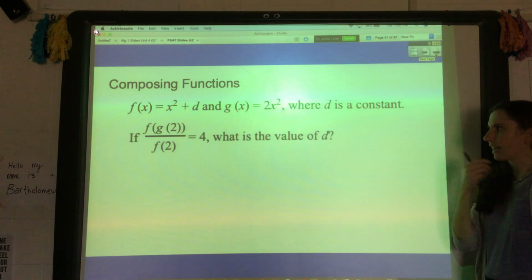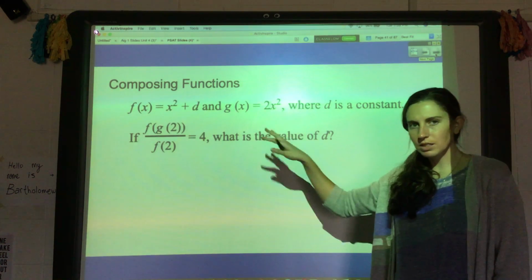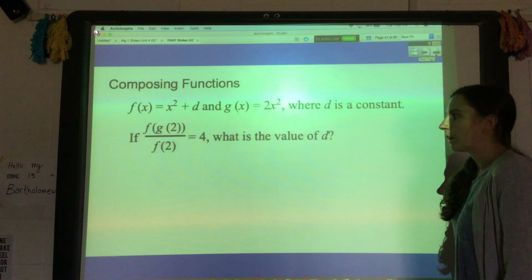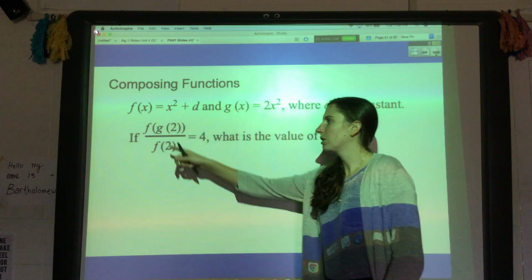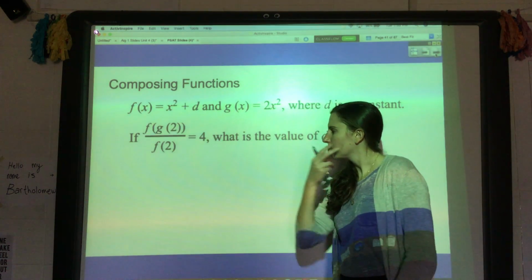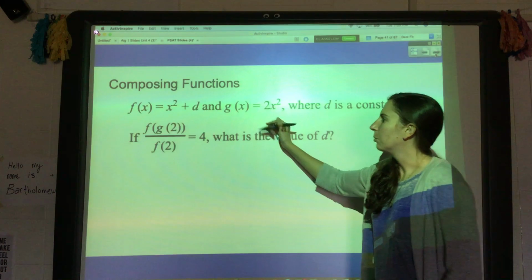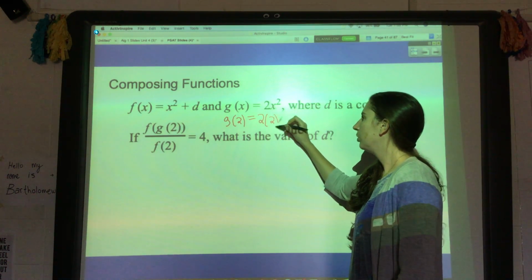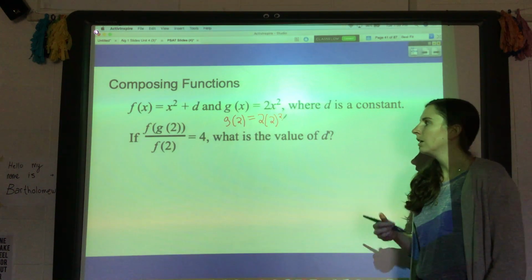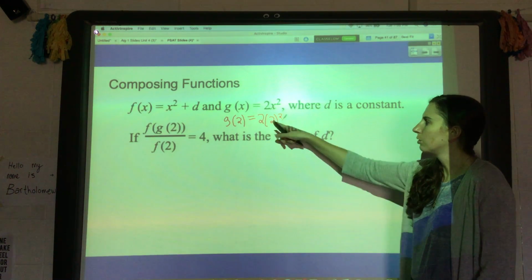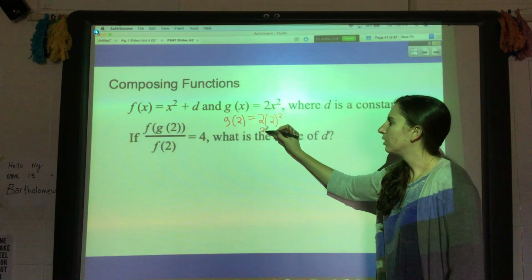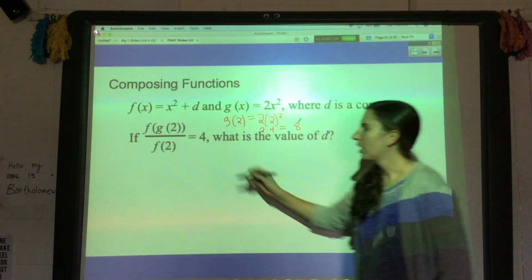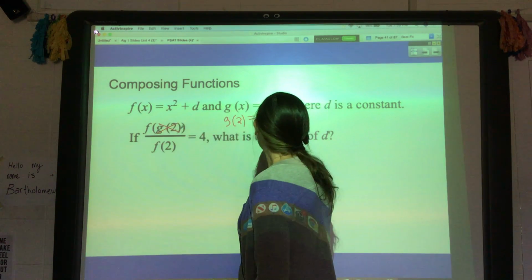Let's try another one like that. As you work through these, pause and try the problem on your own, and then watch me go over it. Again, we're going to start on the inside. So let's start with just g of 2. So go find function g, which is here, and put in a 2. So 2 times 2 squared. Put a 2 in for x. Exponents come first, so 2 squared is 4, and then 2 times 4 is 8. So that's g of 2. So I'm going to replace this with 8.